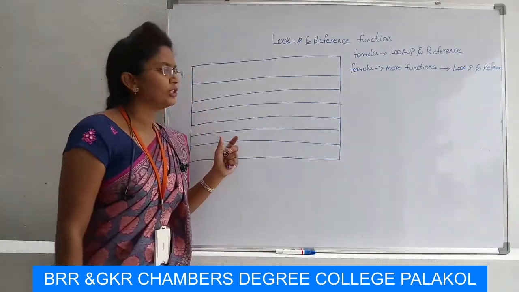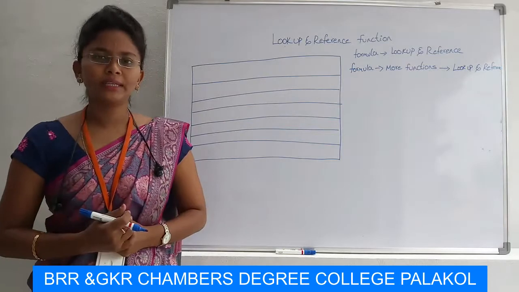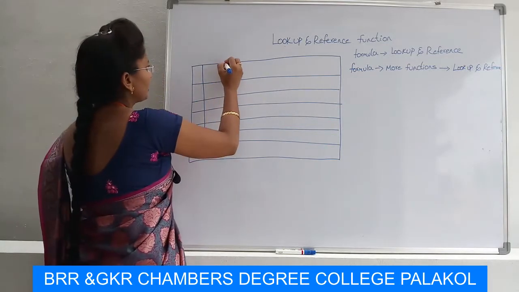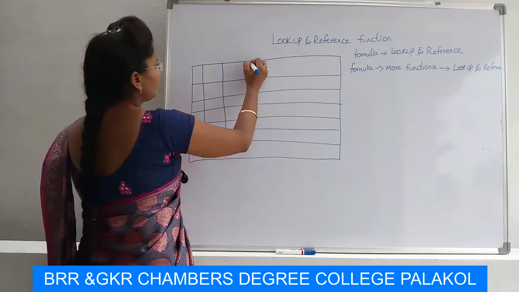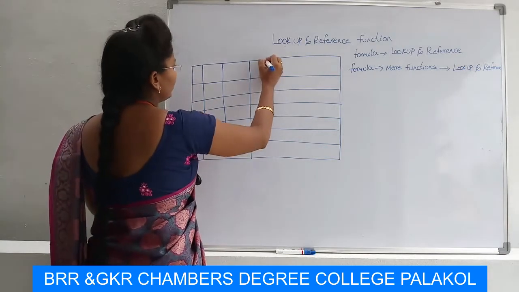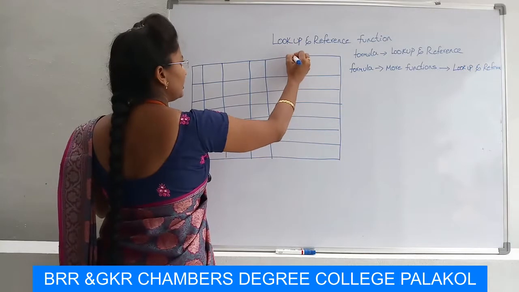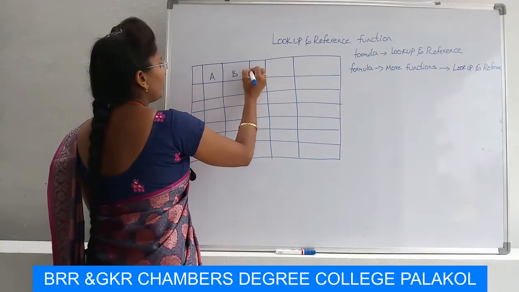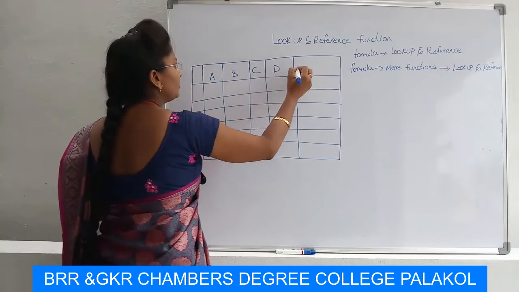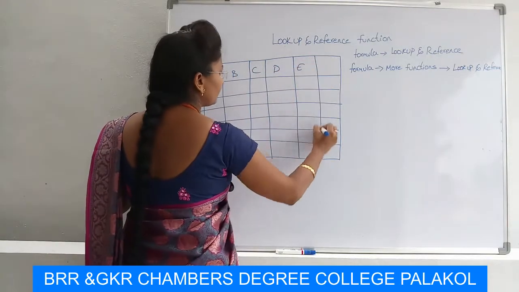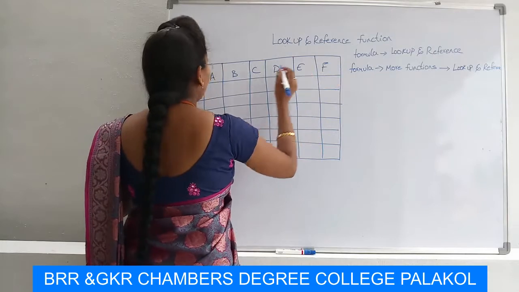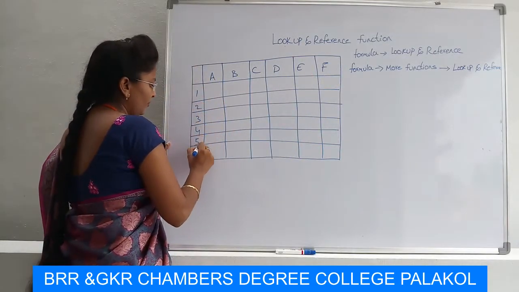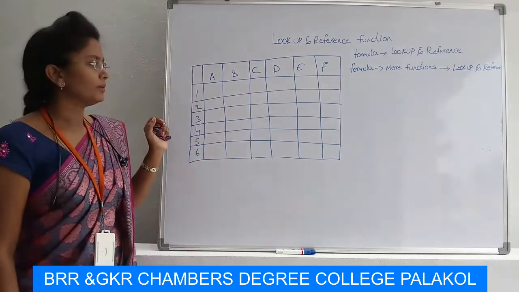In the Excel sheet, I have to enter some data. Here, I am taking the sample Excel sheet and I want to enter some data in it. That means column A, column B, column C, column D, column E, and column F. Row 1, row 2, row 3, row 4, row 5, and row 6.